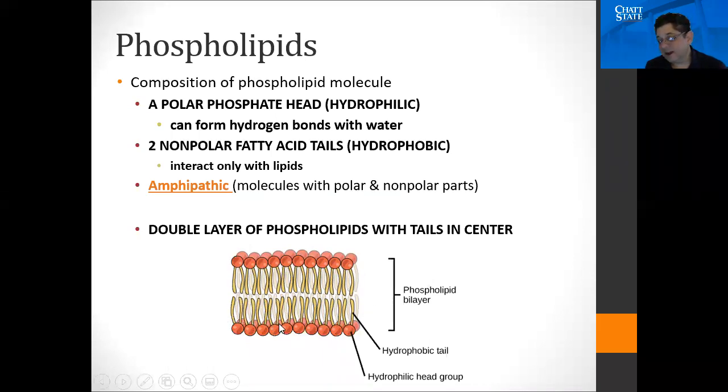It acts like a fence, a barrier. That's what it is. So we'll talk more about that in chapter 3, but recognize what makes a phospholipid: a polar phosphate head and two nonpolar fatty acid tails. And that's going to be our good intro into getting into chapter 3 for the cell membrane.